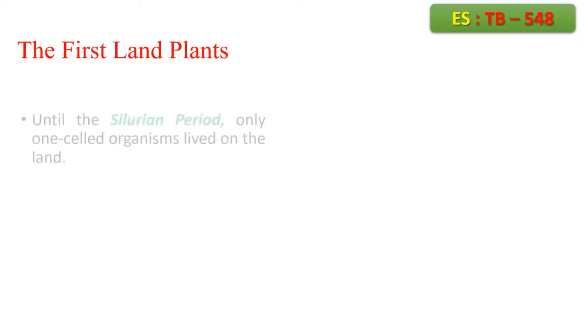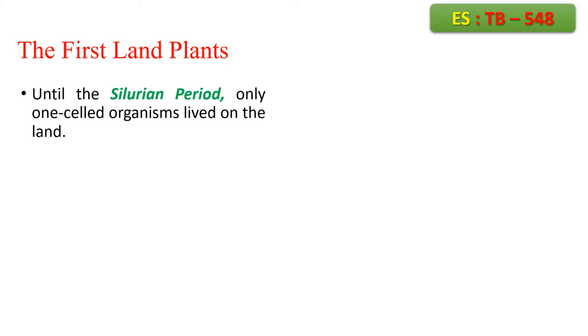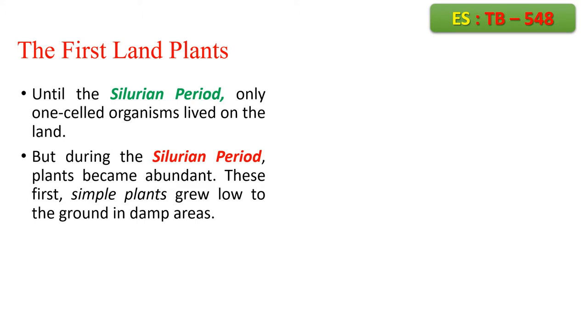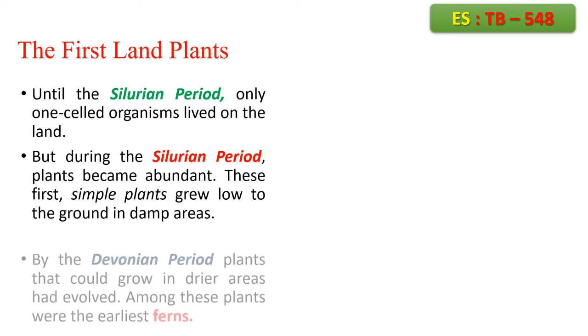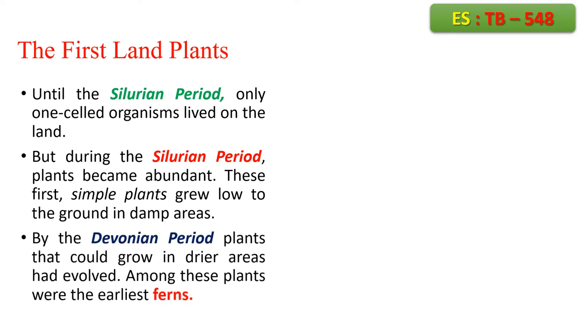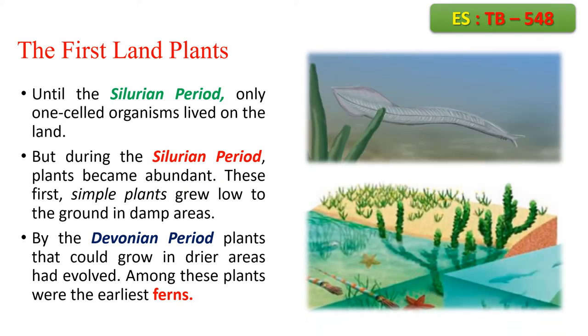The first land plants. Until the Silurian period, only one-celled organisms lived on the land. But during the Silurian period, plants became abundant. These first simple plants grew low to the ground in damp areas. By the Devonian period, plants that could grow in drier areas had evolved. Among these plants were the earliest ferns. Look at the diagram, you can see the earliest ferns.